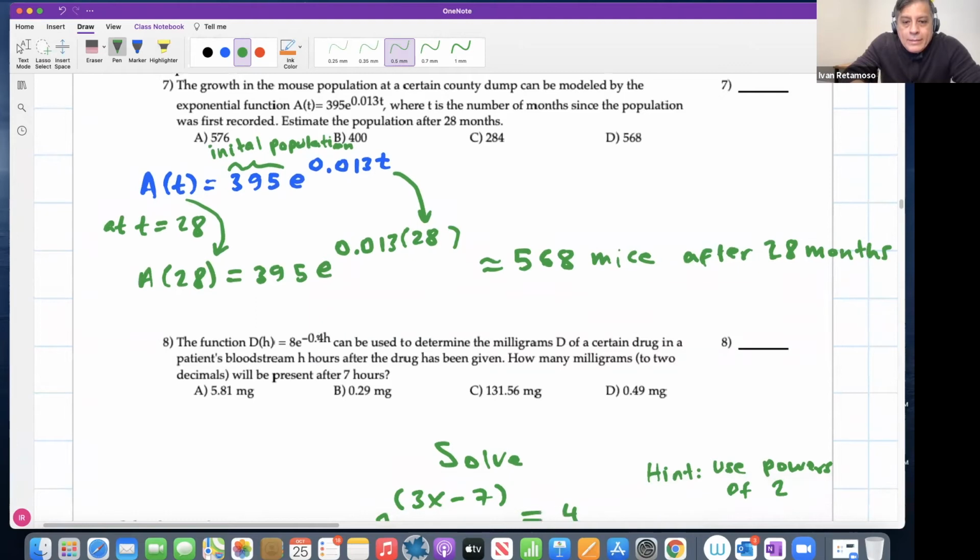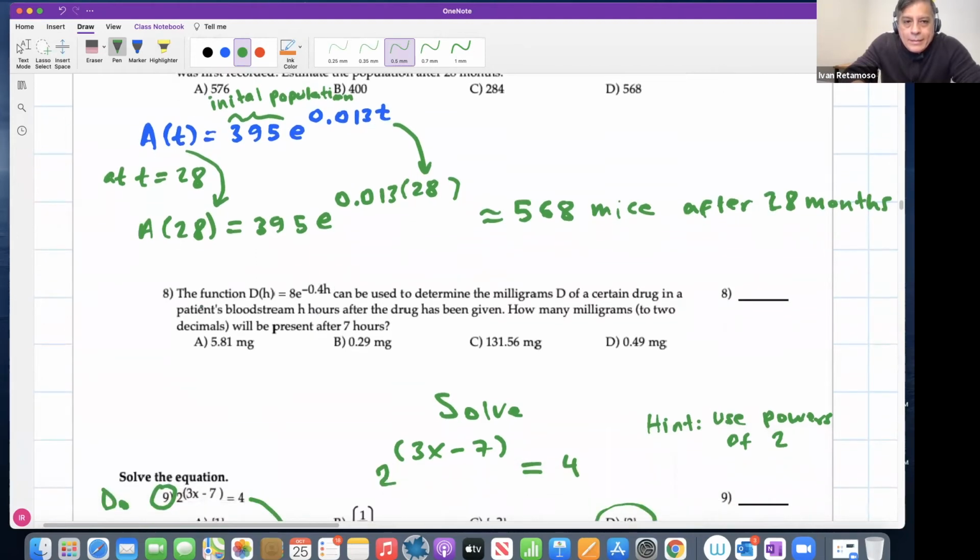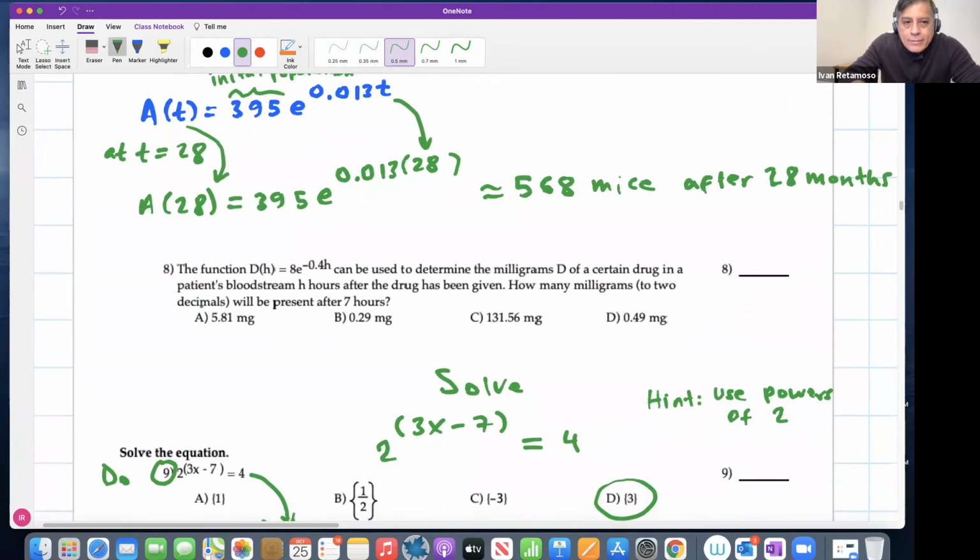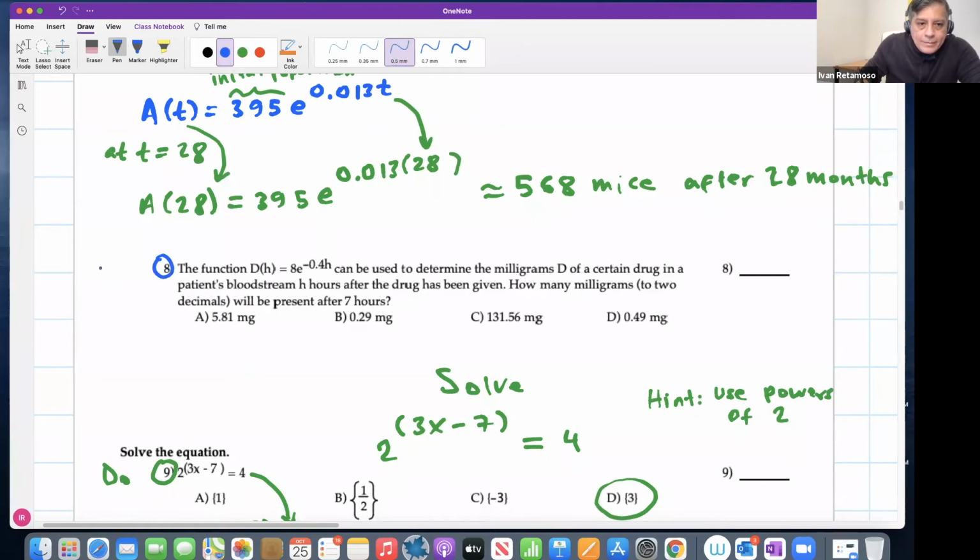Can you try now this one, number 8? I will leave this as a background for you to have, okay? Number 8, try to do number 8. It says the function d of h equal a times e raised to minus 0.4 h can be used to determine the milligrams d of a certain drug in the patient's bloodstream 8 hours after the drug has been given. How many milligrams to 2 decimals will be present after 7 hours, right?